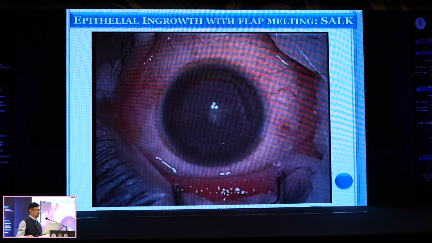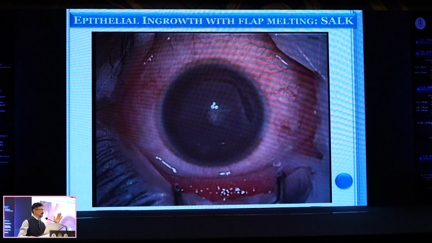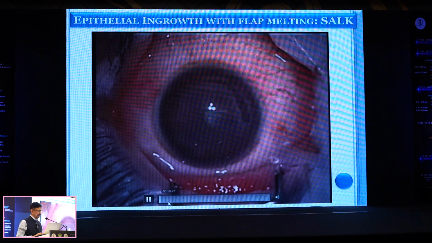And the last scenario that I'm going to show is that sometimes you can have an epithelial ingrowth in the periphery. And most of us follow up the patient if it's not causing significant astigmatism, so we don't lift the flap, or it is not coming into the central part. Sometimes if there is proliferation, like in this particular case, the ingrowth was in the periphery, but it proliferated and lifted the flap and caused flap melting. In such a case, it's better to remove the flap.